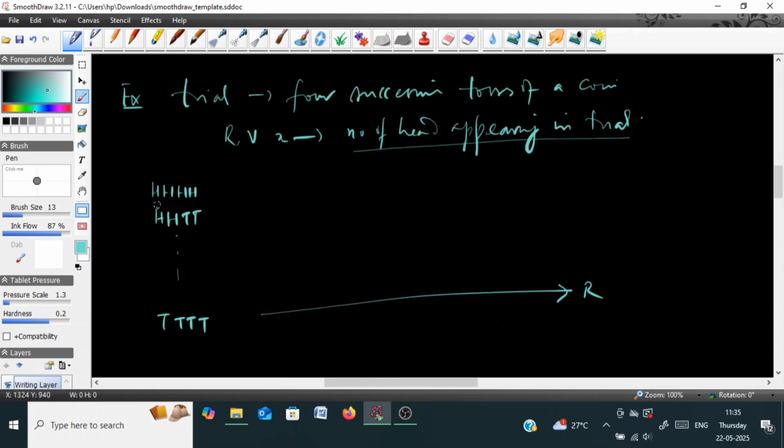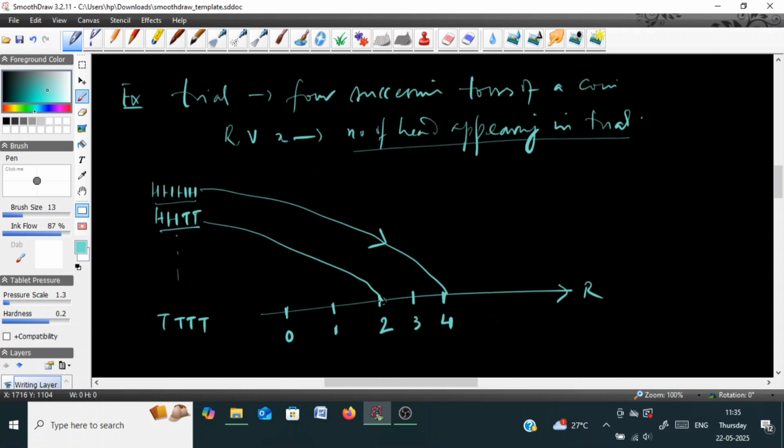The random variable you have defined is the number of heads appearing in each trial. In the first trial, you have 4 heads. The values of the random variable can only be 0, 1, 2, 3, or 4, five values. This outcome is mapped to 4 because we have 4 heads. In this case you just have 2 heads, so it is mapped to 2. Similarly, you can map all the sample space outcomes on the real axis, and this one is mapped to 0.